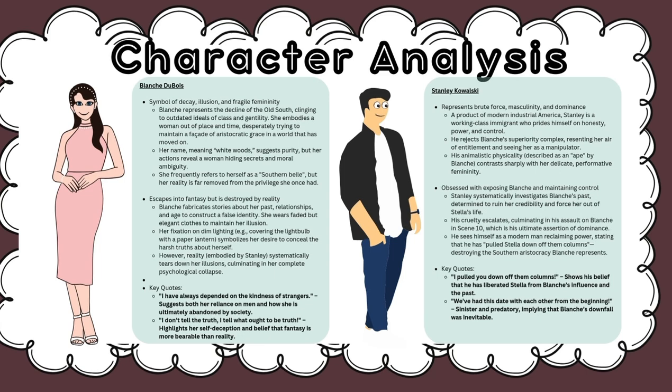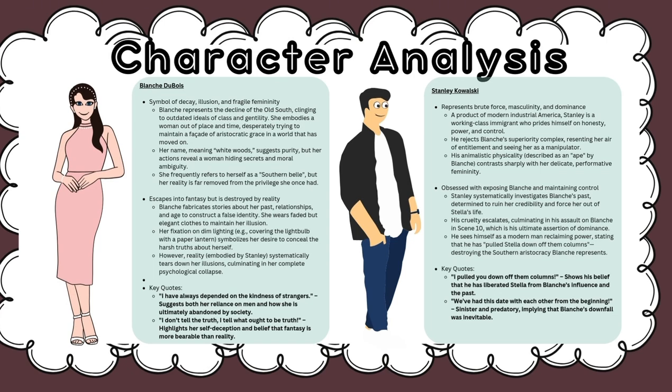Then we have Stanley Kowalski. He represents brute force, masculinity and dominance, a product of modern industrial America. Stanley is a working-class immigrant who prides himself on honesty, power and control. He rejects Blanche's superiority complex, resenting her air of entitlement and seeing her as a manipulator. His animalistic physicality, described as an ape by Blanche, contrasts sharply with her delicate performative femininity.